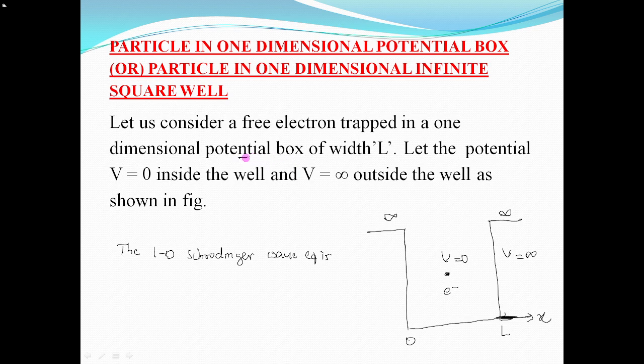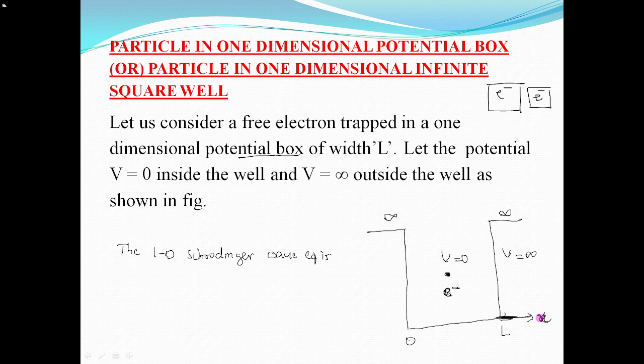See here what is meant by a potential box. A potential box means an electron which is trapped in a metal, or otherwise an electron present in a p-n junction or heterojunction. Now let us consider a free electron which is trapped in a one-dimensional potential box.